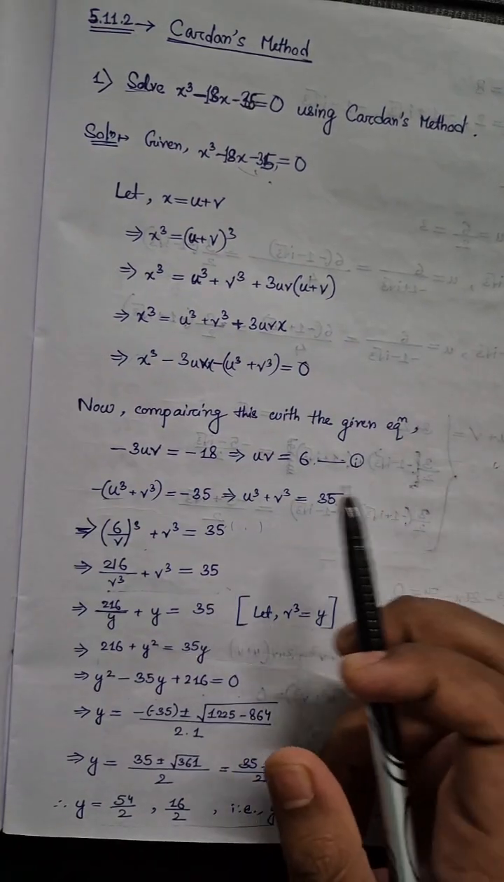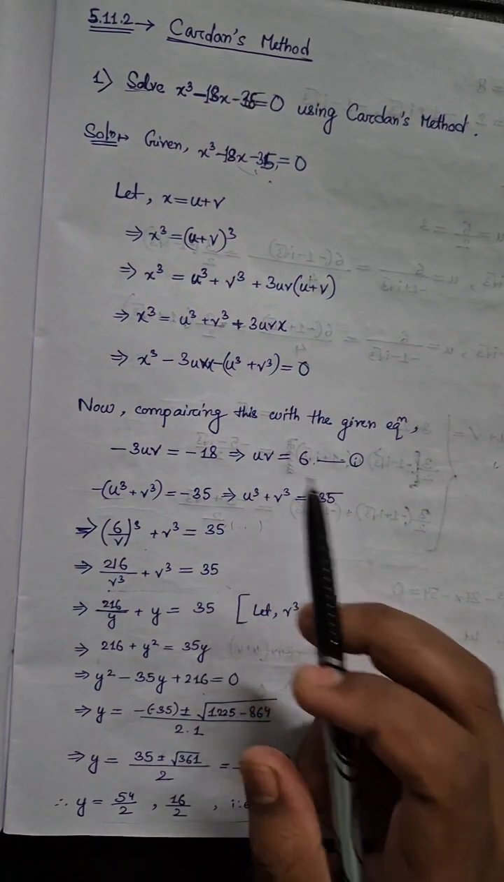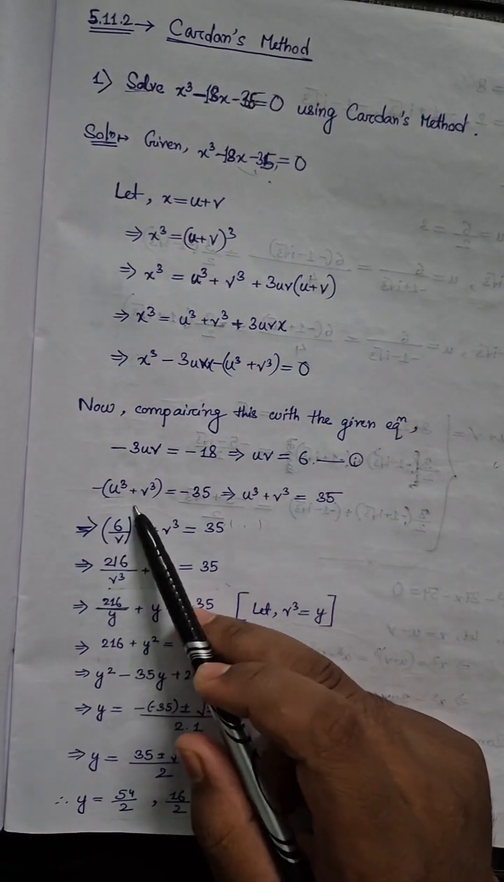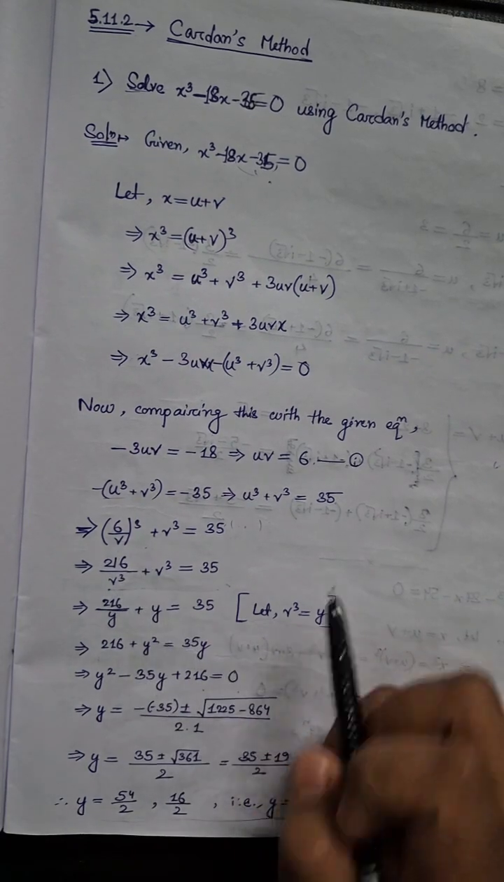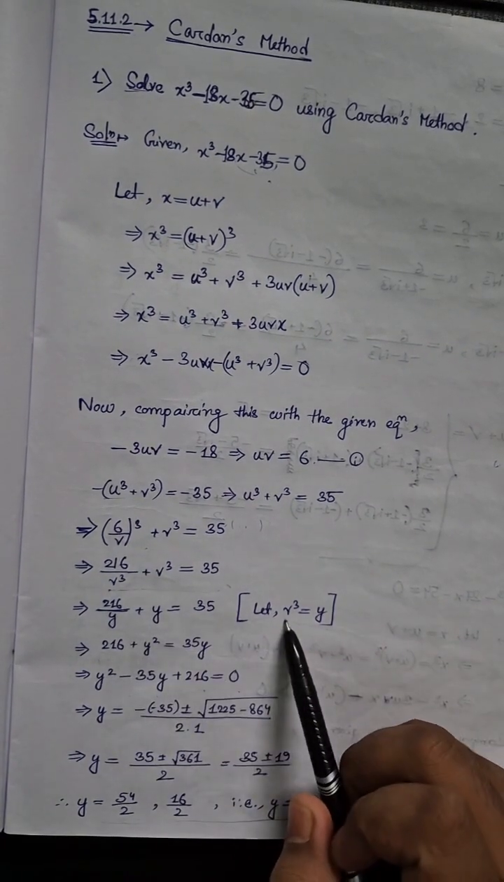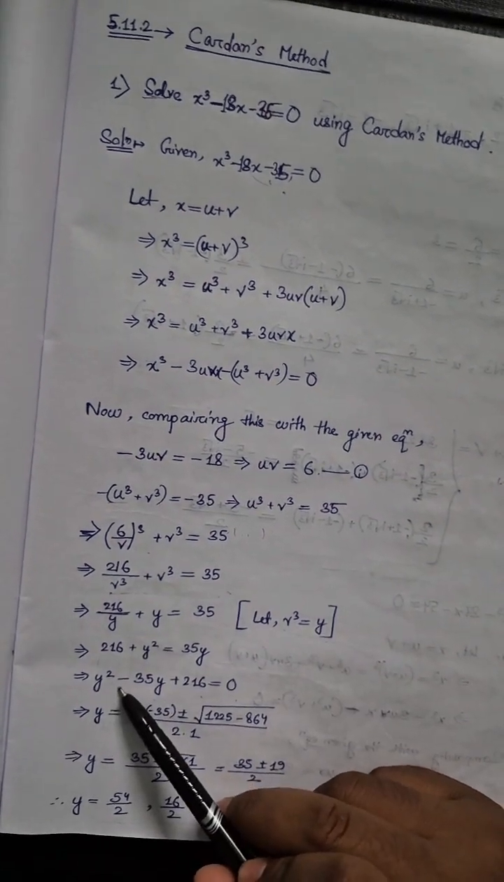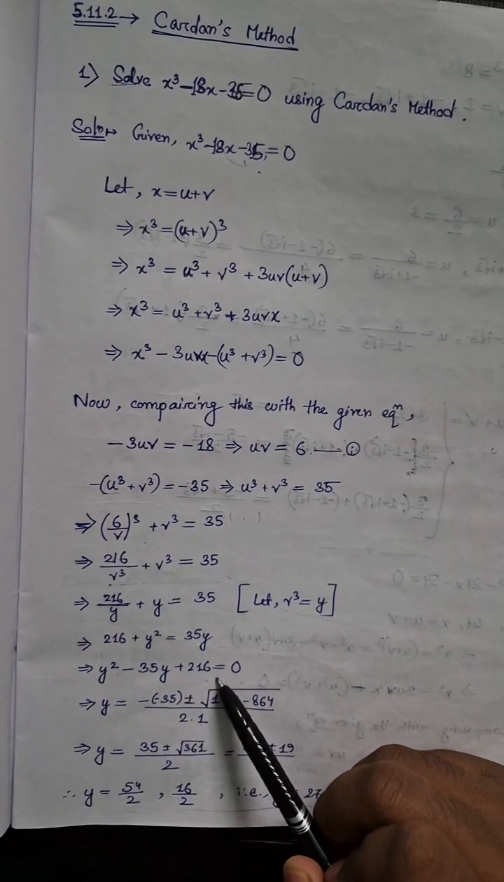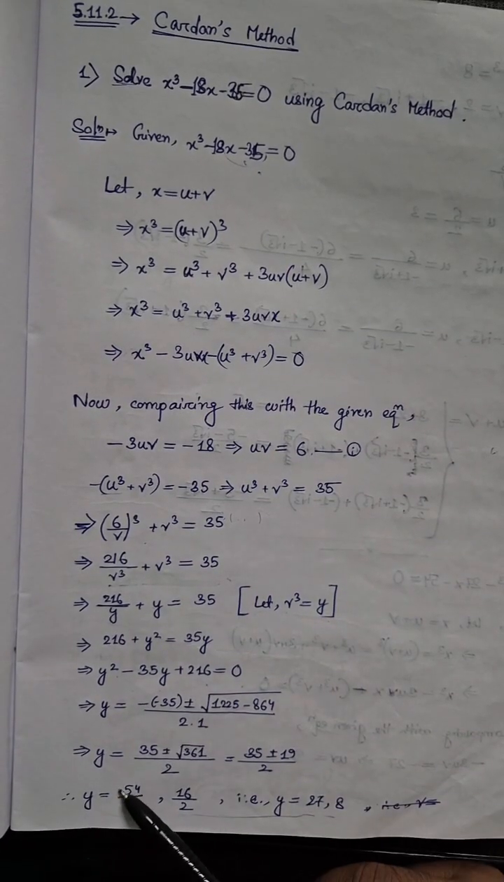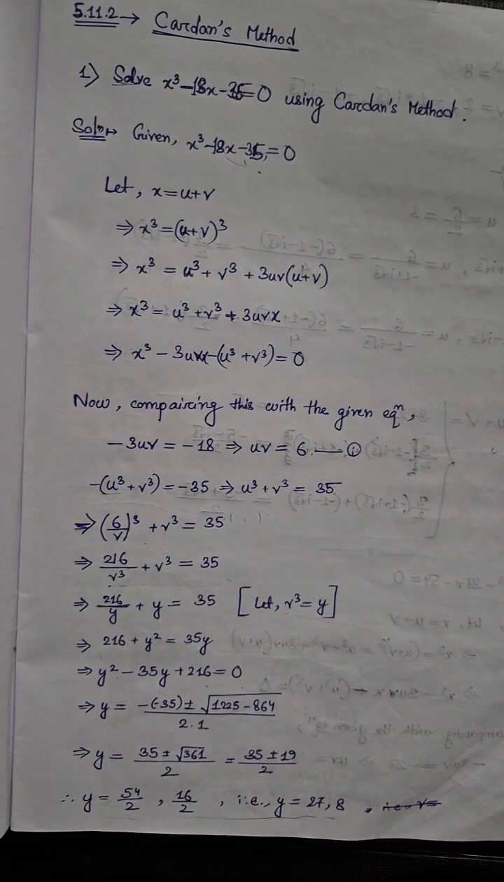Then we substitute the value of u in terms of v. So we got (6 by v) whole cube plus v cube equal to 35. So for our easy calculation, we let v cube equal to y. Then we got a quadratic equation y square minus 35y plus 216 equal to 0. Then by solving this, we got the value of y as 27 and 8.